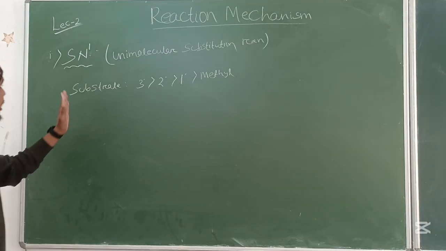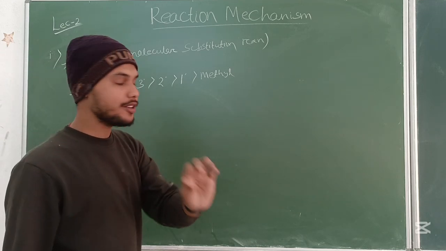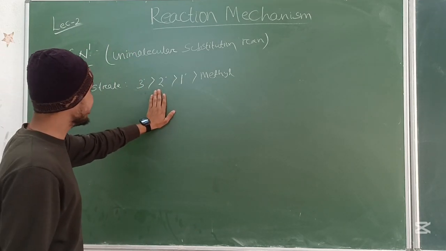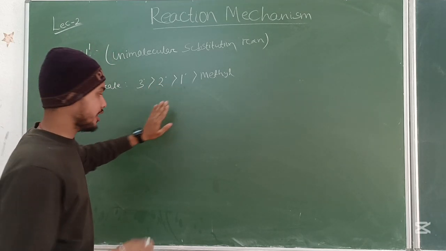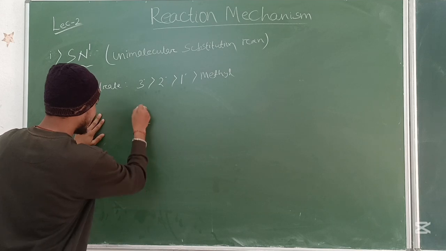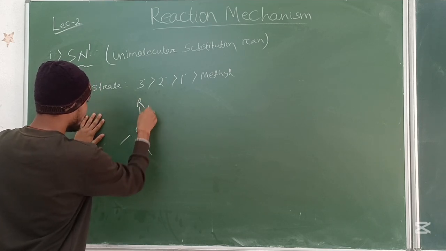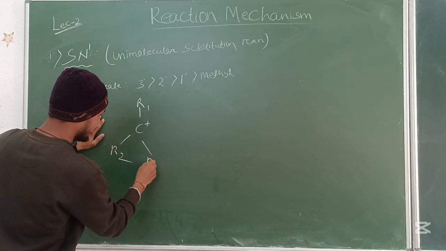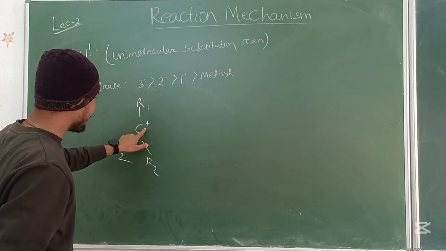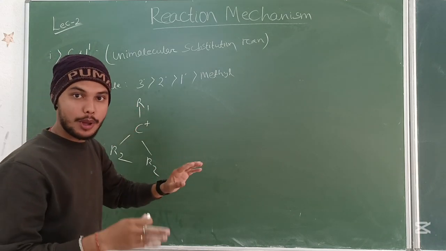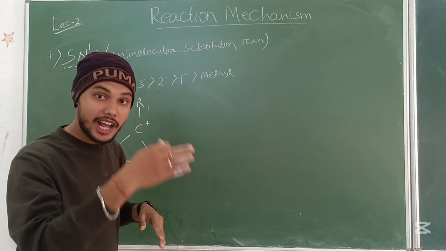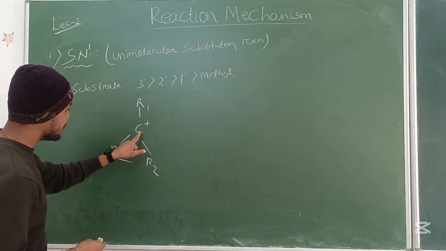So let's start. What is the stability of carbocation? In SN1 reaction, the substrate order is basically 3 degree, then 2 degree, then 1 degree, then methyl. Why is 3 degree more stable than 2 degree? This carbocation is stabilized by 3 methyl groups or 3 alkyl groups by their inductive effect or their hyperconjugation, which can stabilize the carbocation.